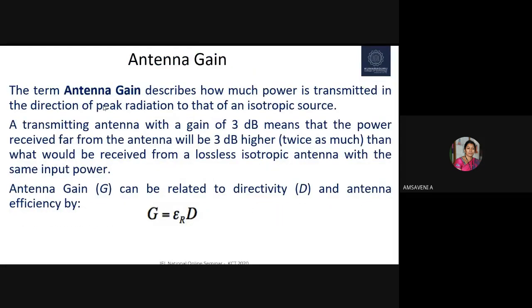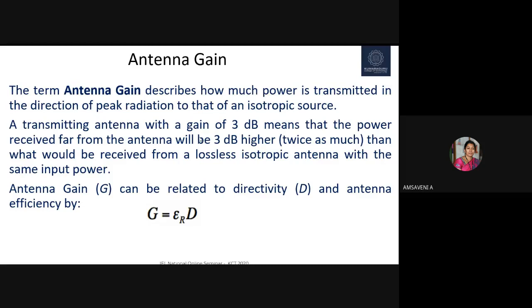Next, we have antenna gain. Antenna gain and directivity are directly proportional. Antenna gain describes how much power is transmitted in the direction of peak radiation to that of an isotropic source. So to define gain, we need an isotropic radiator, which is called a reference antenna, because it's a theoretical antenna. It is taken as a reference antenna. It's a lossless antenna. So the antenna is a passive device.